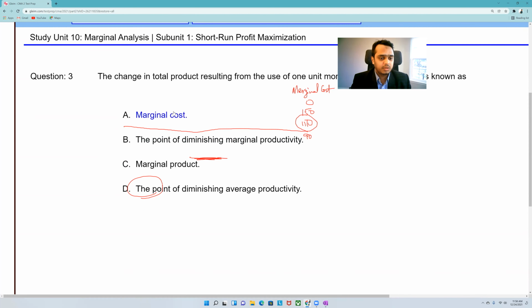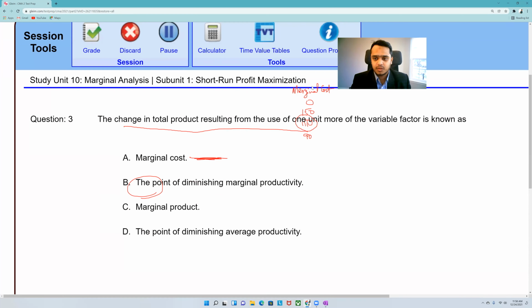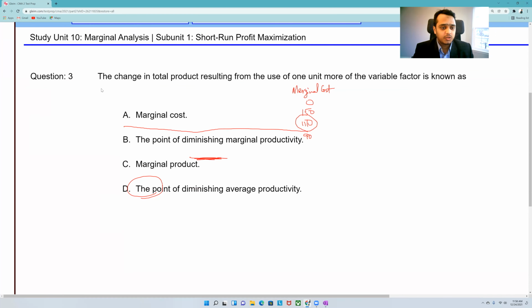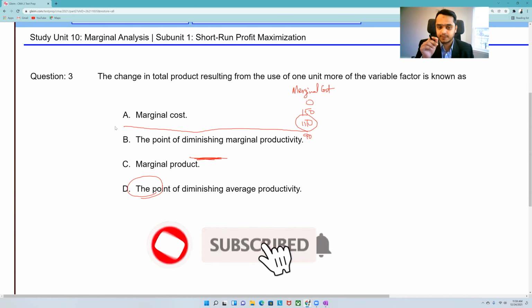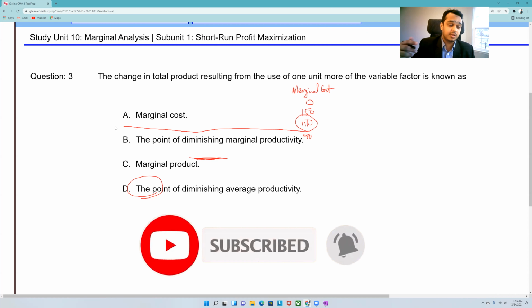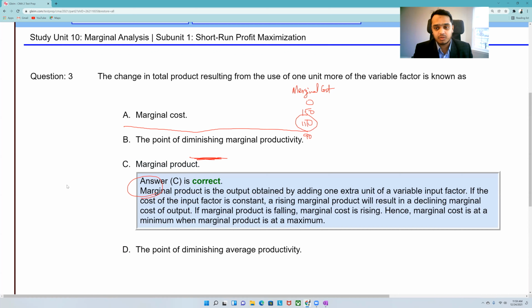Now the next one. The change in total product resulting from the use of 1 unit more of the variable factor is, so 1 unit more, that is marginal product. But here it has given marginal cost also. Marginal cost can be the answer if he is talking only about the cost, or an additional unit cost. But here it should be marginal product only as a whole. These 2 points, B and D, do not make any sense in this particular question.